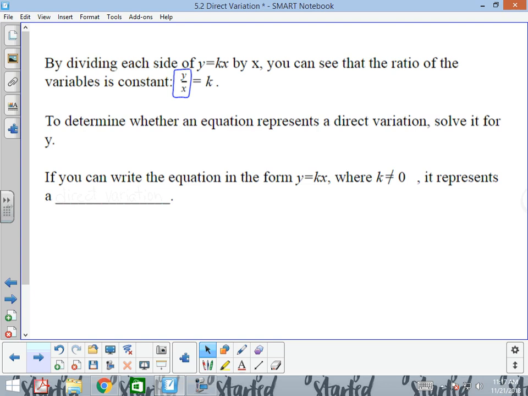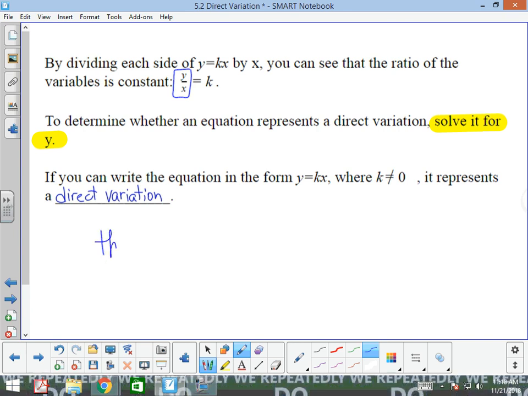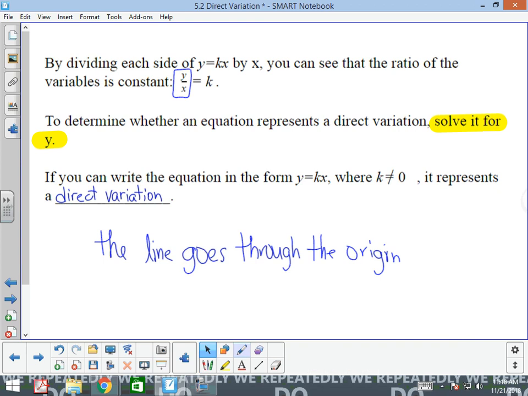To determine whether an equation represents a direct variation, we're going to solve it for y. If you can write the equation in the form y equals kx, where k is not equal to 0, it represents a direct variation. Something important to note about y equals kx is that the line goes through the origin. It's a very basic equation of a line, and it goes through the origin.